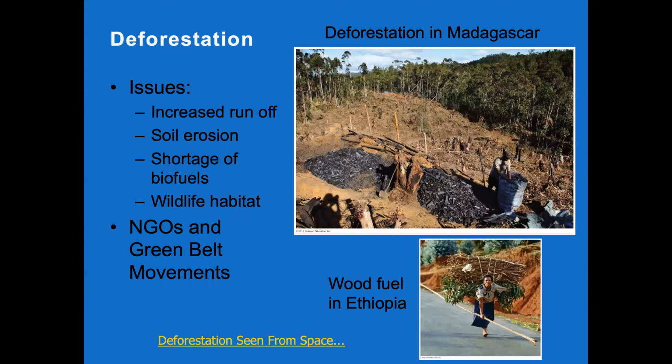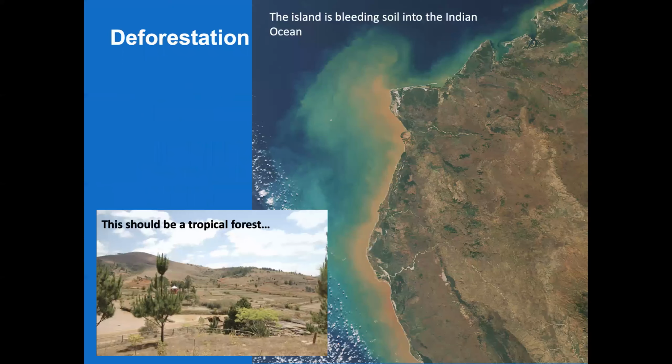Here's the idea of deforestation, and deforestation is significant because when you deforest tropical rainforest regions, it's still going to rain a lot, and now there's nothing to hold the soil back. So what you get is this. Notice how this image looks like the island of Madagascar is bleeding. And what is it bleeding? It's bleeding soil. And soil takes a long time to form.